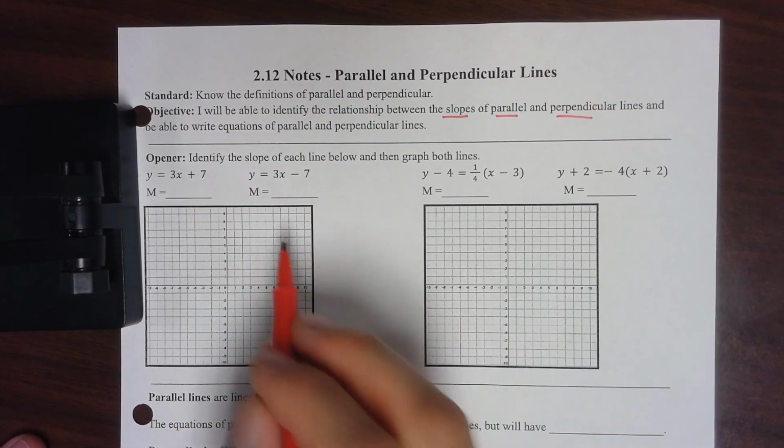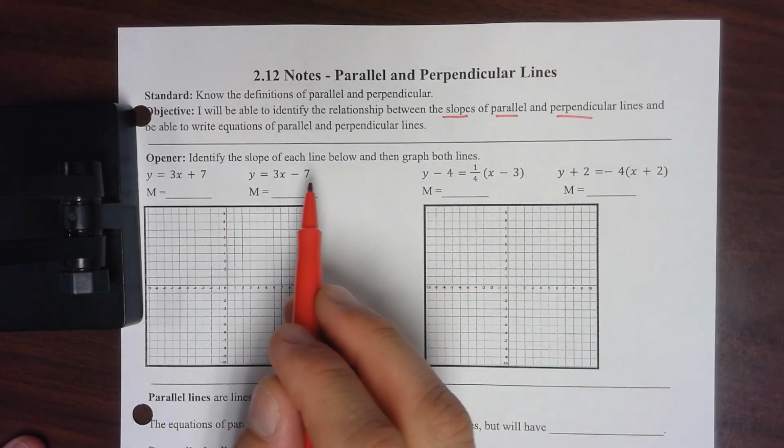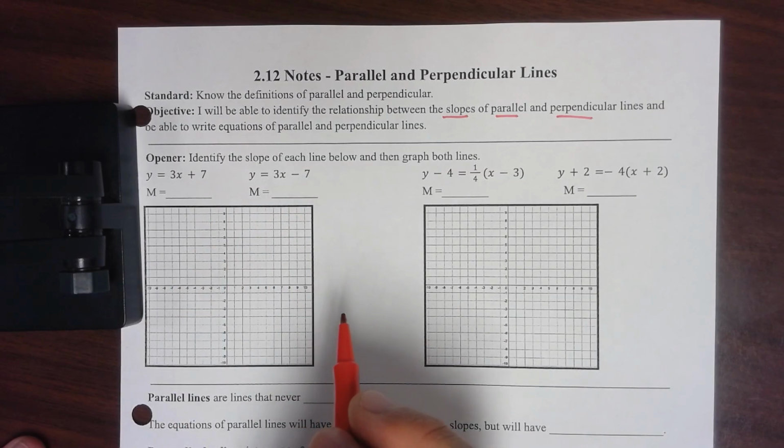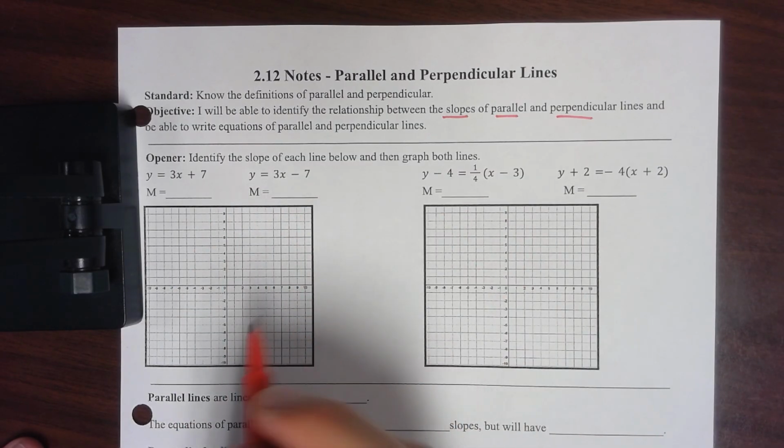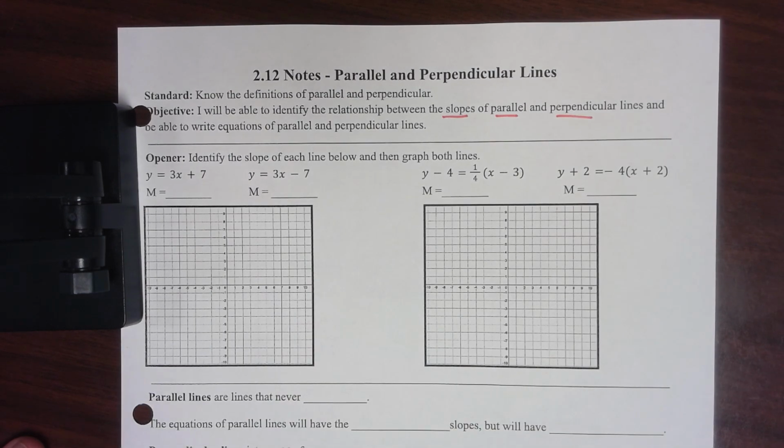So I do have an opener for us today. I want you to identify the slope of each line and then graph both lines. This is going to be a good kind of segue into what we're doing with our lesson today. So go ahead and hit pause on the video, graph both these lines for the opener, and then again, that'll be a great way to kind of start our conversation about parallel and perpendicular.